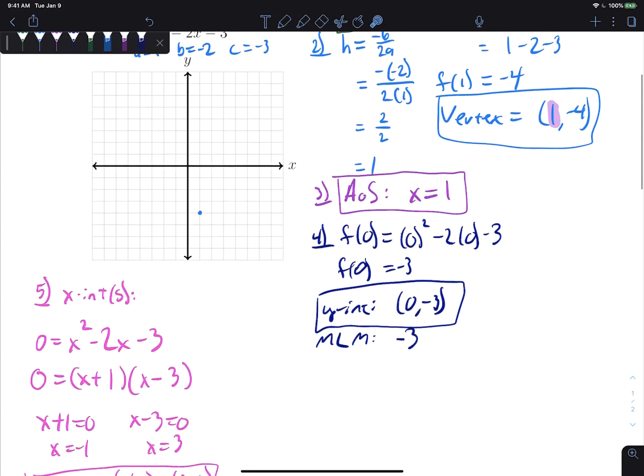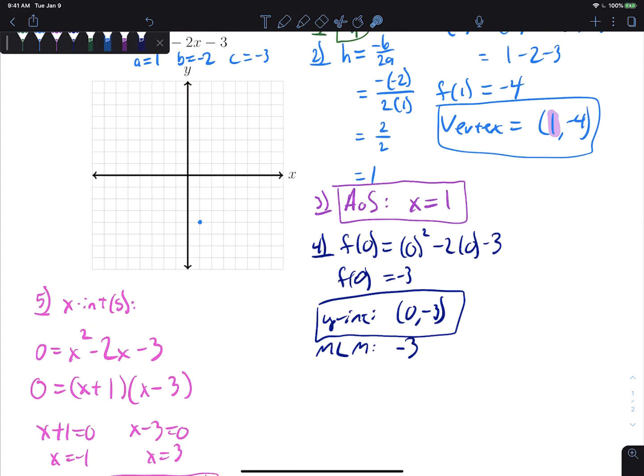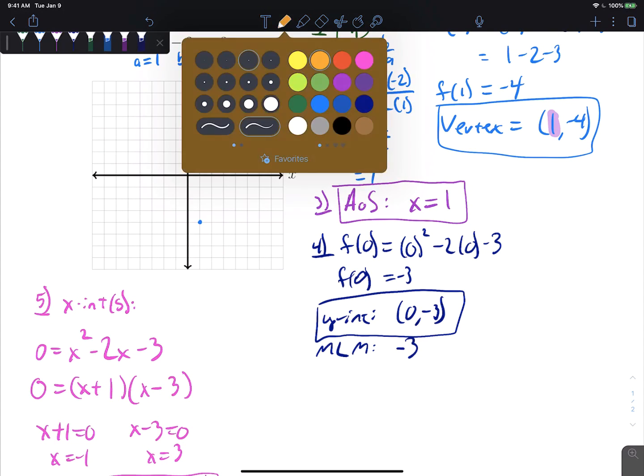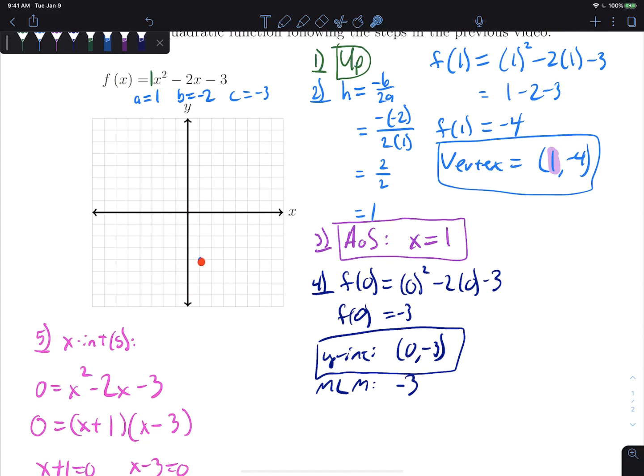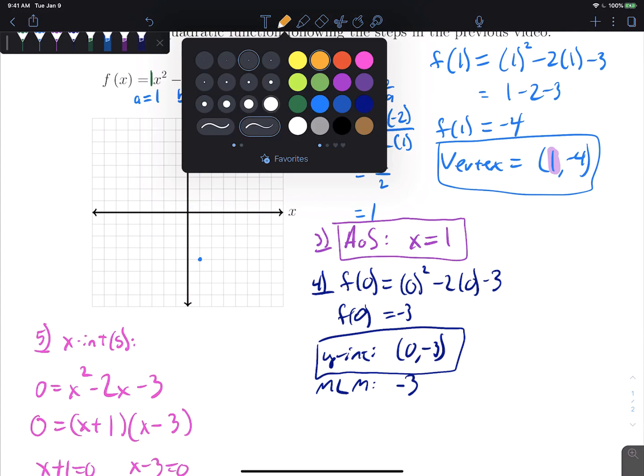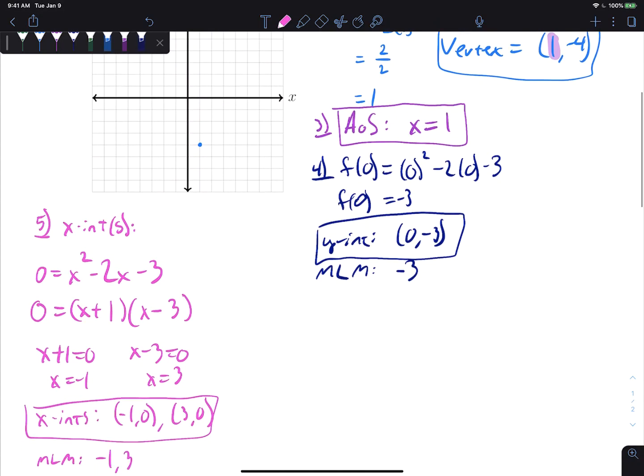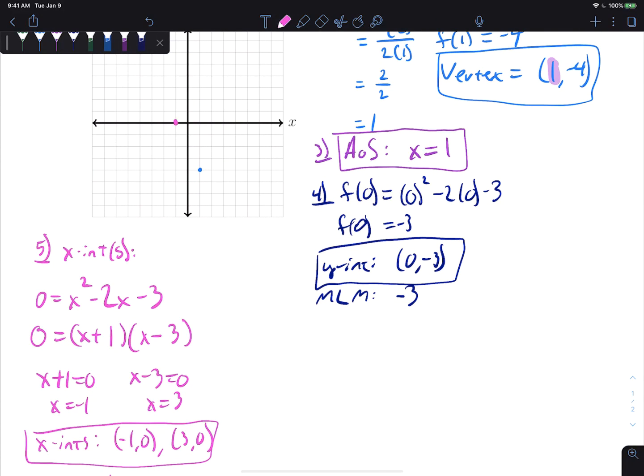Next, number 6 says to plot the points and graph. Let's go ahead and do that. I went ahead and plotted the vertex already. It's right here. Next, let's plot the x-intercepts, and the x-intercepts were -1, 0 and 3, 0. Awesome. Oops, it's a little bit off. There we go. The y-intercept was 0, -3.